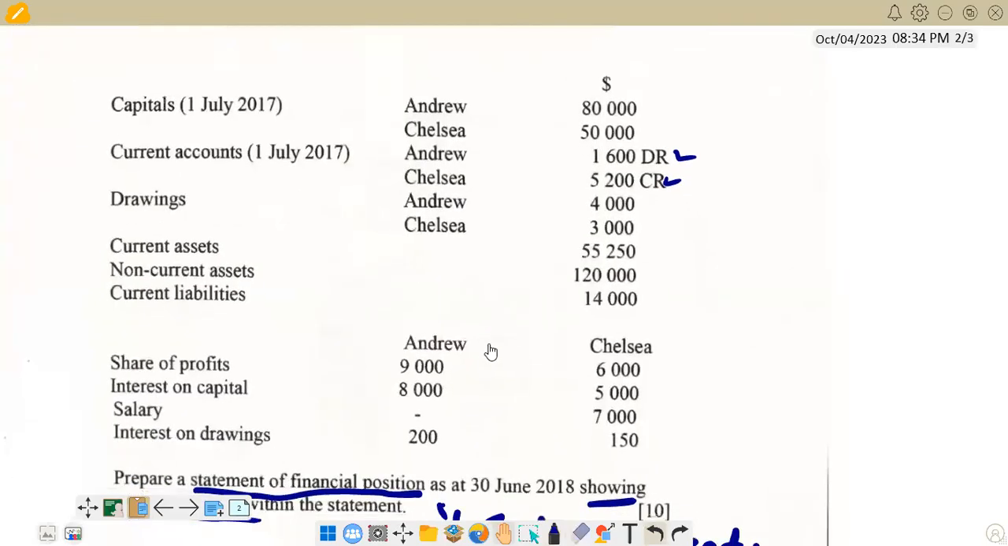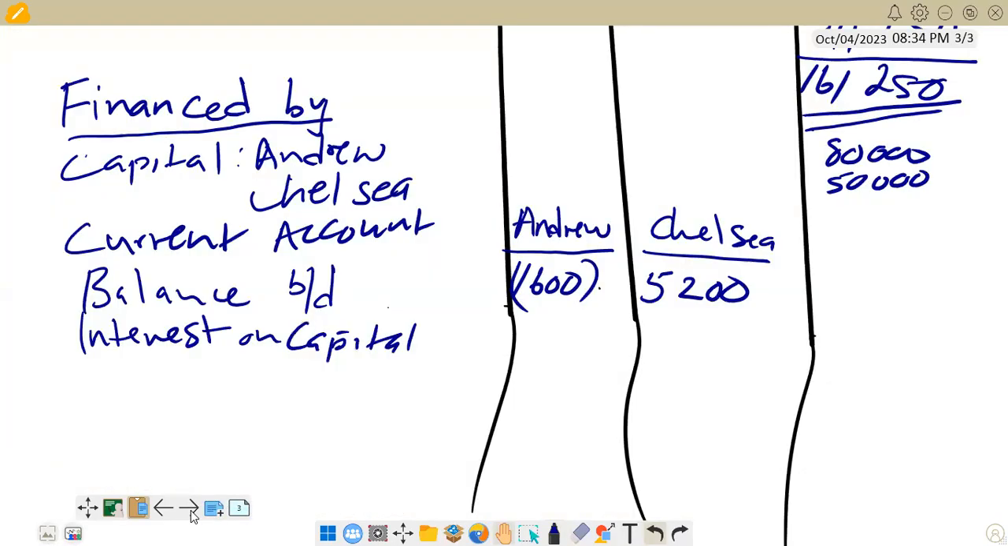Right, interest on capital we are given there: 8,000 for Andrew and 5,000 for Chelsea. So we go there, and these are the figures that we are going to put there. For Andrew, we have 8,000. Then for Chelsea, it's 5,000. So that is what we have there.